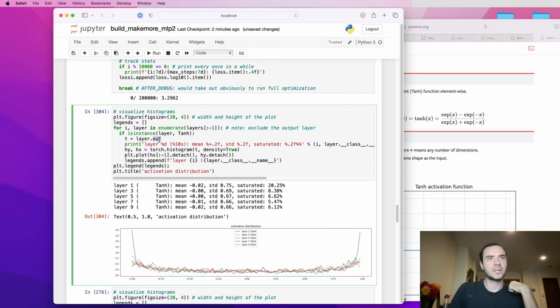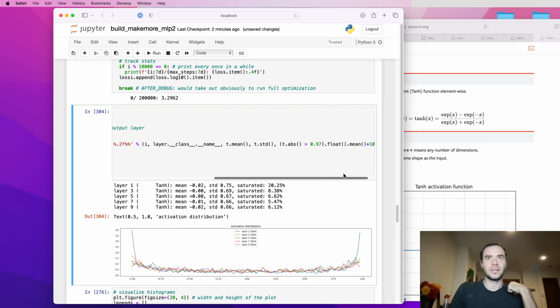I take the out tensor from that layer into t, and then I'm calculating the mean, the standard deviation, and the percent saturation of t. And the way I define the percent saturation is that t.abs() is greater than 0.97. So that means we are here at the tails of the tanh. And remember that when we are in the tails of the tanh, that will actually stop gradients. So we don't want this to be too high.